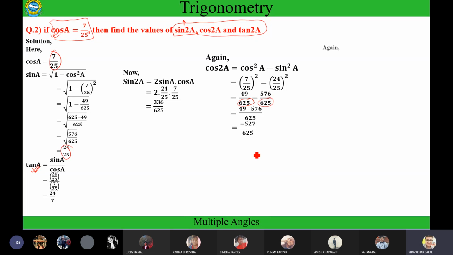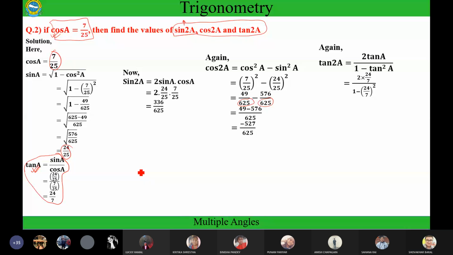So let's find the value of tan 2a. We have the formula for tan 2a in terms of tan a. Okay, as I have got the value of tan a here, now I can use it directly in the formula of tan 2a to find the value of it. So tan 2a is equal to 2 tan a by 1 minus tan square a. 2 times 24 by 7 whole upon 1 minus (24 by 7) square. And if you simplify it further, it will be 48 by 7 whole upon 1 minus 576 by 49.